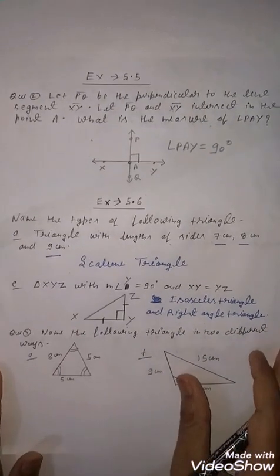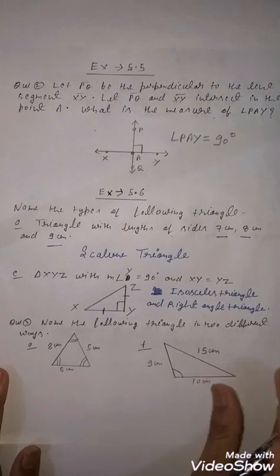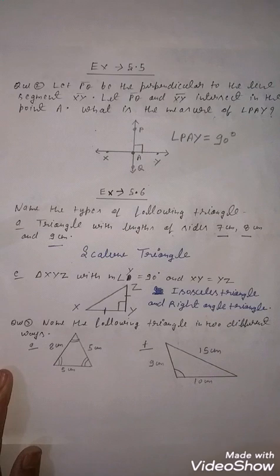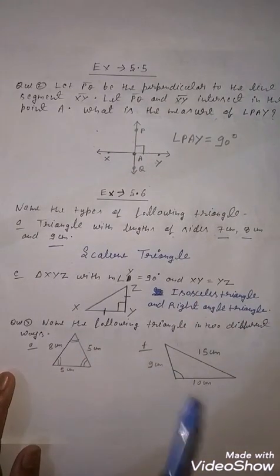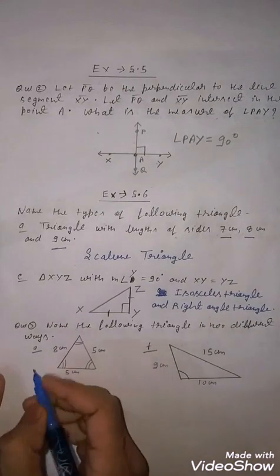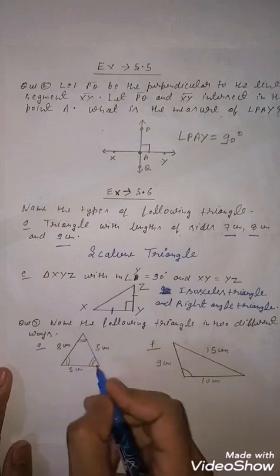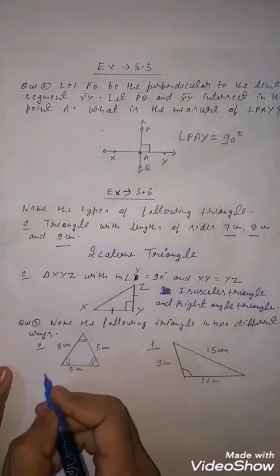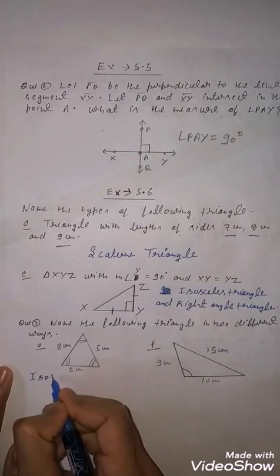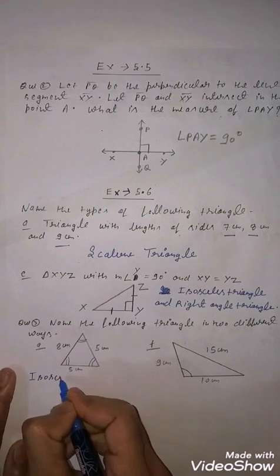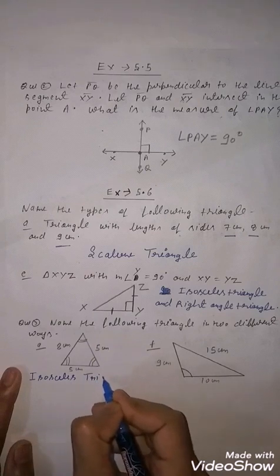Now come to the next question. Question number 3. Name the following triangle in two different ways, student. Two different ways you have to find out now, like this type of question. So if I want to know according to the sides, on the basis of side, two sides are equal. So what type of triangle is this? This is isosceles triangle, because two sides are equal.